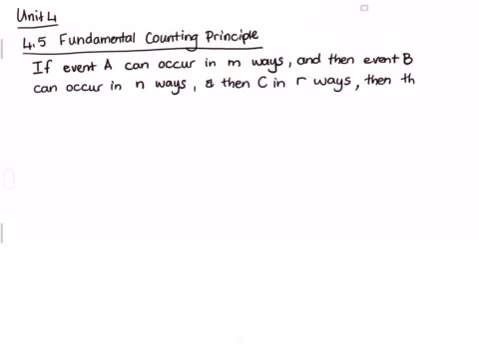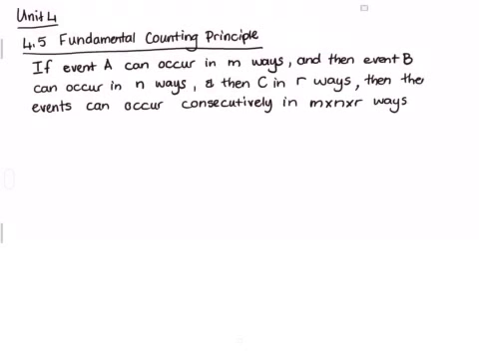Then the events can occur consecutively, one after the other, in m times n times r ways. Now the general one is for any number, not just 3 events, but I'm just going to write it for 3. And I'm going to do an example to just show you what we mean.